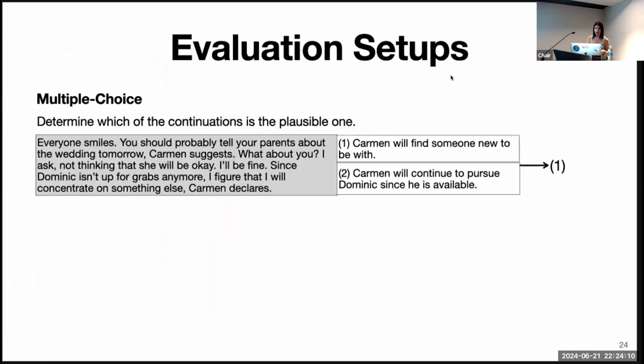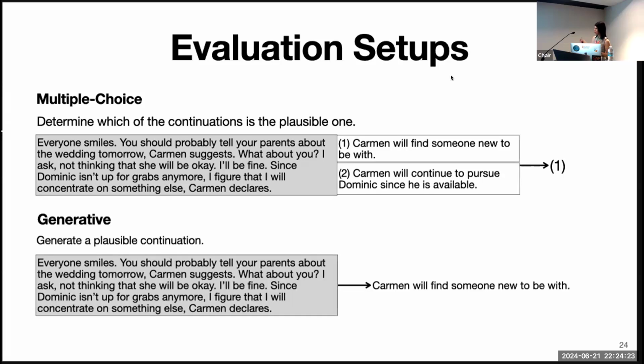And then we had 2 task setups. One of them was a multiple choice task where the model needed to predict, for these 2 possible continuations, which one is the plausible one. And then we also had a generative setup in which the model just needed to generate the next sentence, and we judged it for plausibility.